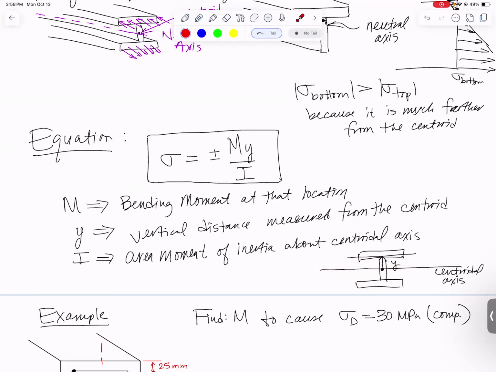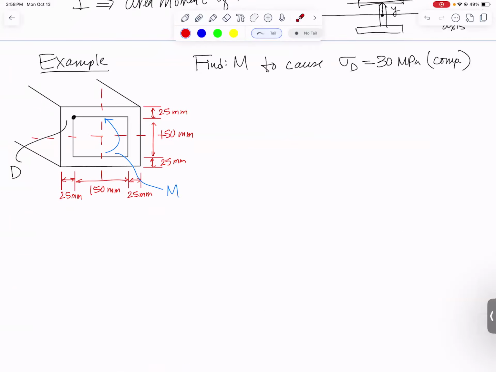Let's do some examples. Here's my first example. It is a box beam, and we're asked to find M to cause the stress at point D to be 30 megapascals in compression. And you can see with the way that this bending moment is bending, D is up above, and that's where the arrowhead is, so that is going to be the compressive side. So let's write down our equation. Our equation says stress is equal to My over I. And let's get all the things that we need.